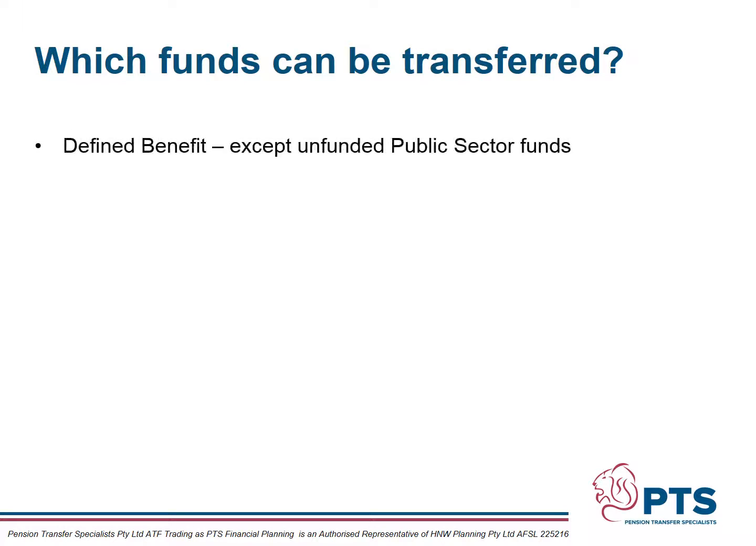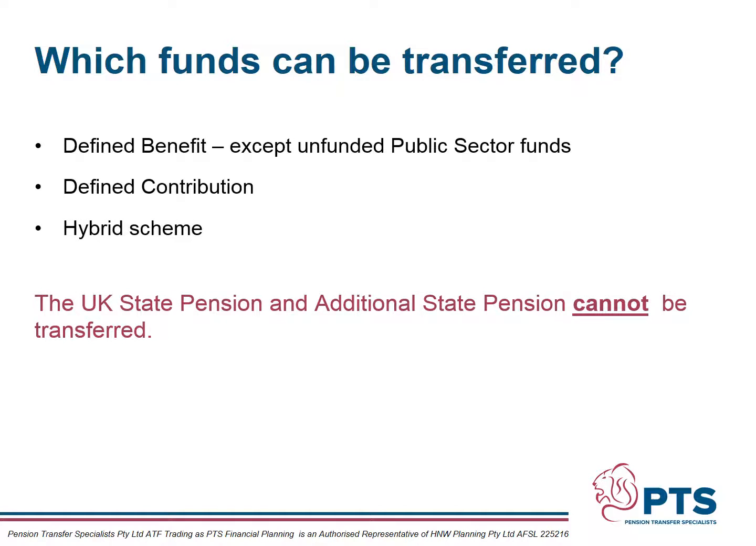There are certain funds that can be transferred and certain funds that can't. Any defined benefit final salary scheme can be transferred, except any underfunded public sector funds: National Health Service, police pension and some local government schemes can no longer be transferred. Any defined contribution scheme can be transferred, any hybrid scheme too; the UK state pension and the additional state pension cannot be transferred. The payments received from this will be dependent on the number of national insurance contributions made.